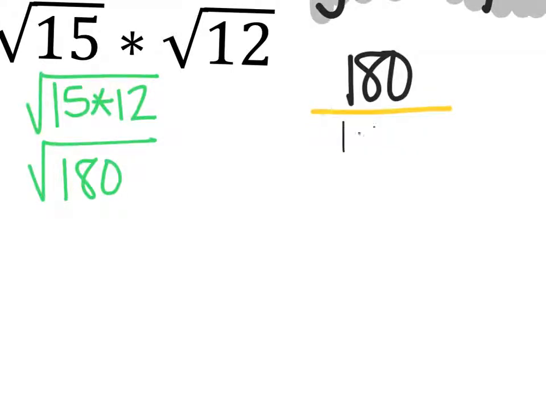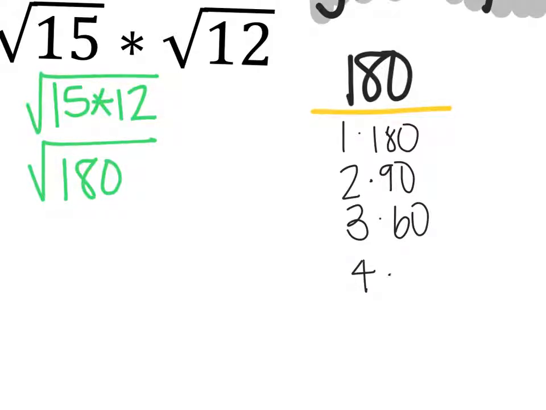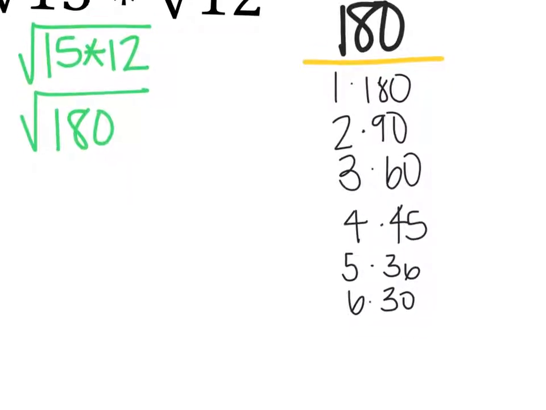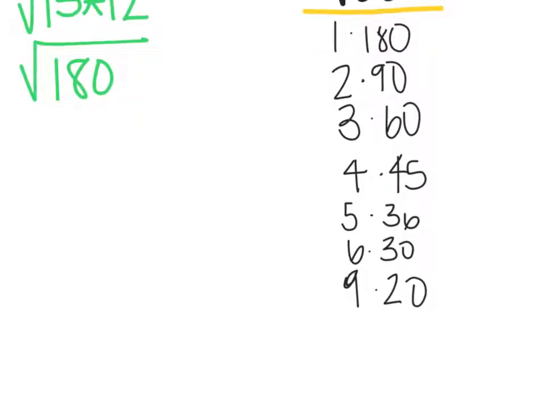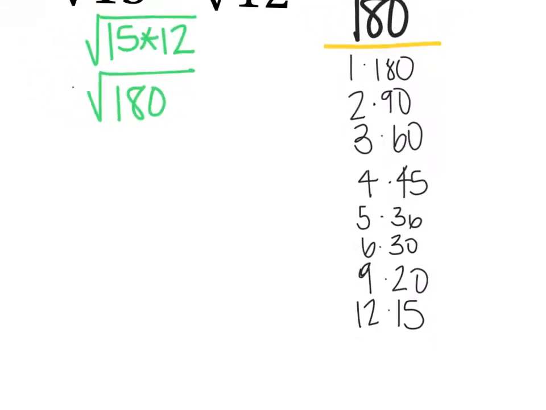1 times 180. That's always a good place to start. 2 times 90, 3 times 60, 4 times 45, 5 times 36, and then we have 6 times 30, and we also have 9 times 20. And our last set is 12 times 15. So these are all of the different possible ways that you can multiply and get 180.